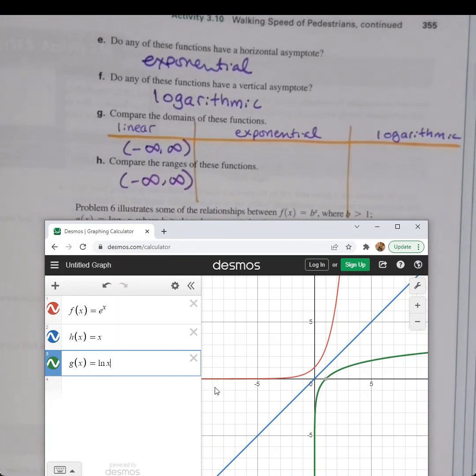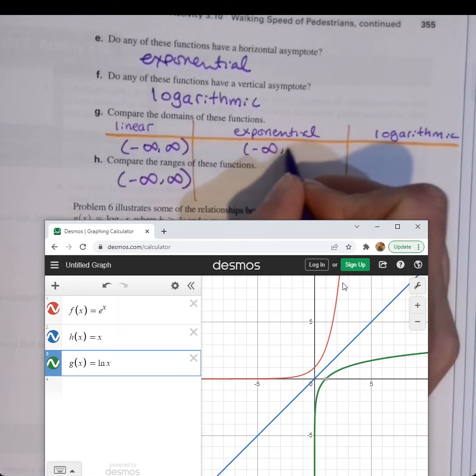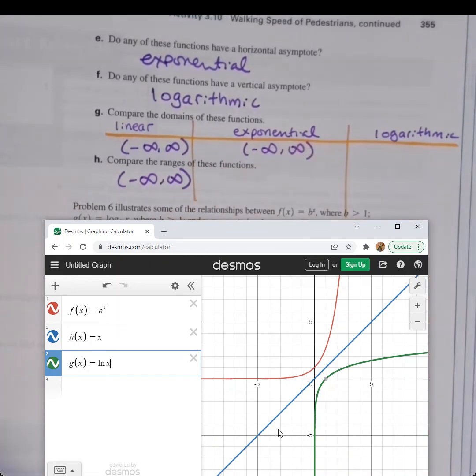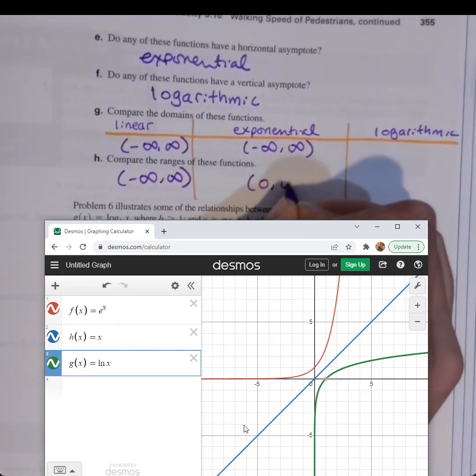Then for the exponential function, the domain, it's going left to right. It's going to have anything in it. So the domain is going to be negative infinity to infinity. But the range, this thing never goes below the x-axis here. It never goes down into the negatives in output. So this is going to have only positive outputs.